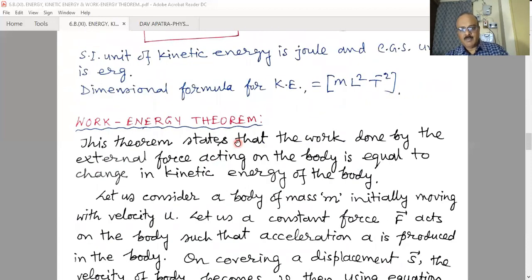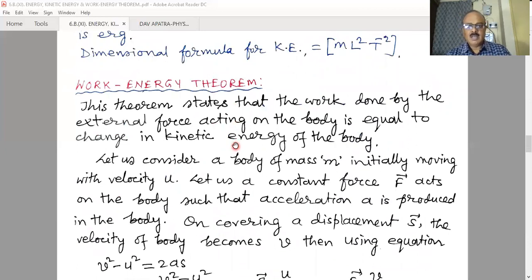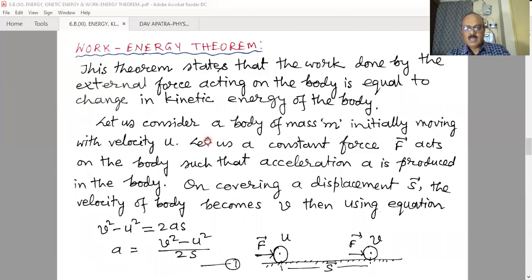Now, the work energy theorem. It is another very important concept related to the kinetic energy. This theorem states that the work done by the external force acting on the body is equal to the change in kinetic energy of the body. That means work done is nothing but the change in the kinetic energy. Let us say initially it has some amount of kinetic energy, and some work is done by an external force, and it gains some kinetic energy, so there is a change in the kinetic energy. This is known as the work energy theorem, and we can easily prove it.